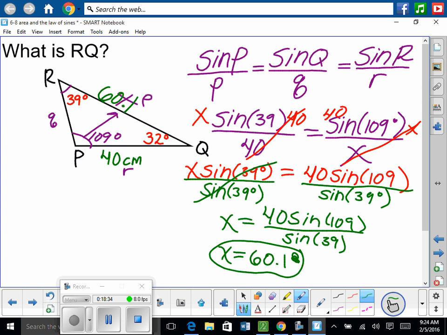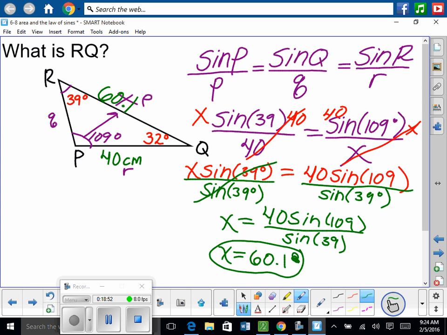Now look, you have to check your answer to see if it makes sense. So isn't 109 the largest angle? It's really quite big, and that's a pretty large side. Do you see how that side is larger than the side across from the 39 degrees, which is a smaller side? So do you see how you can look at your picture and see if it makes sense?